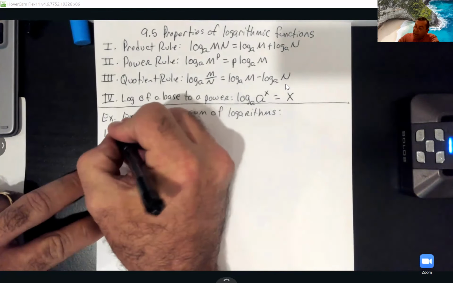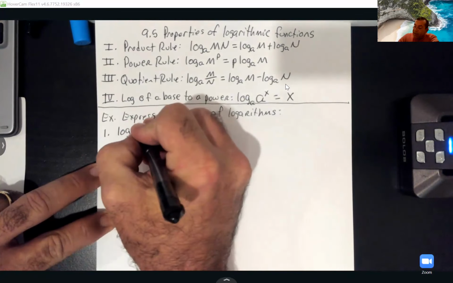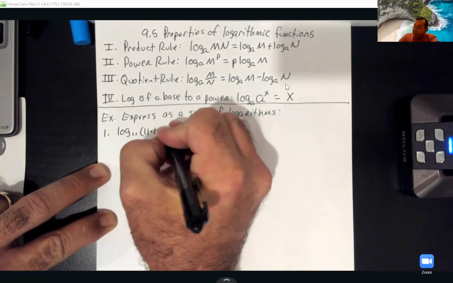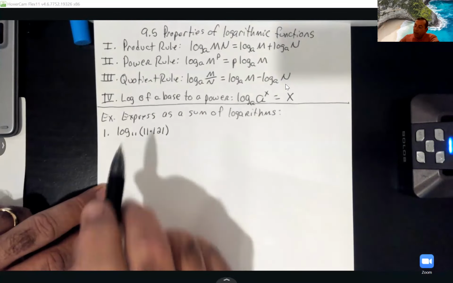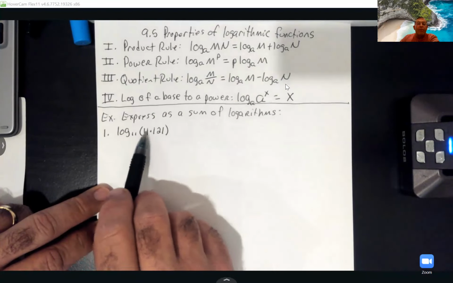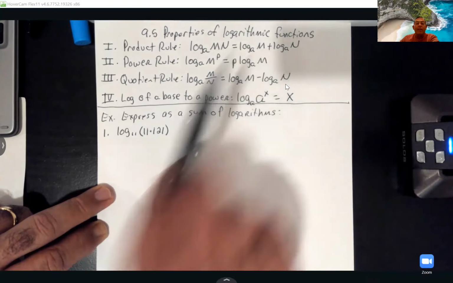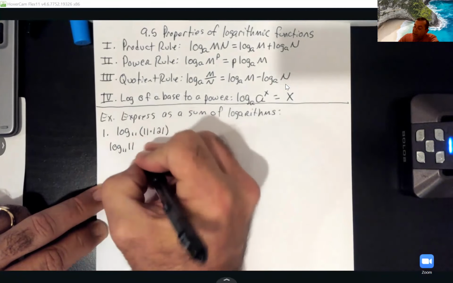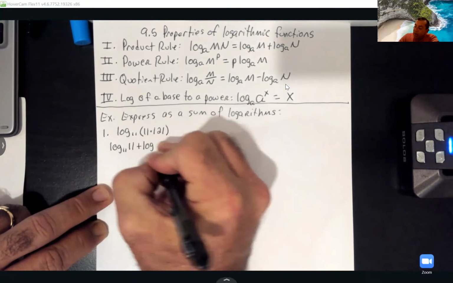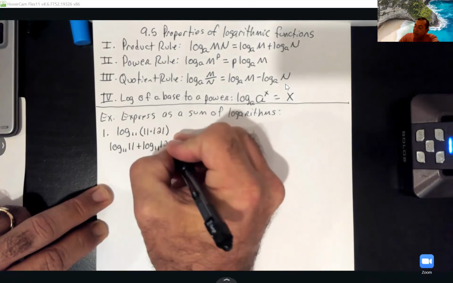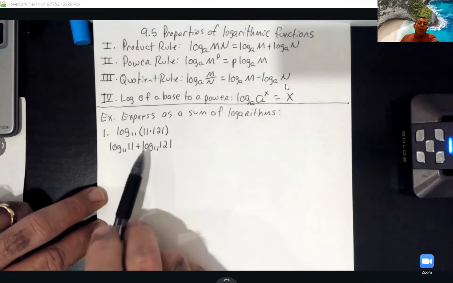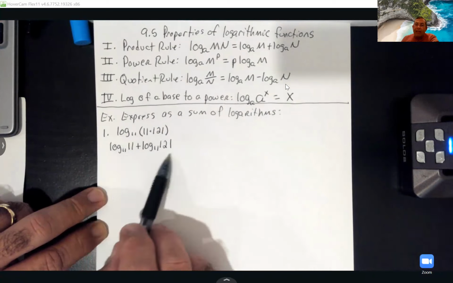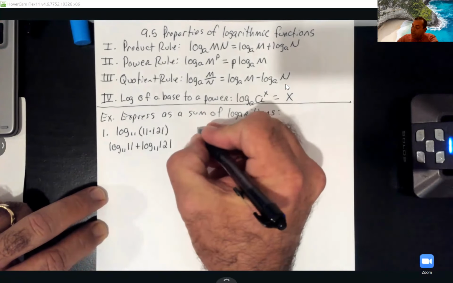So my first one, I got log base 11 of 11 times 121. All right, so we distribute the log base 11 to both factors and rewrite it as a sum. So that'll give me a log base 11 of 11 plus a log base 11 of 121. Now, although this could go further, they just wanted me to rewrite it as a sum and be done with it.